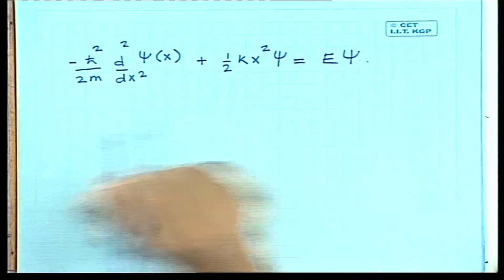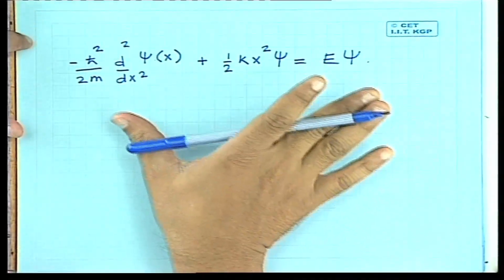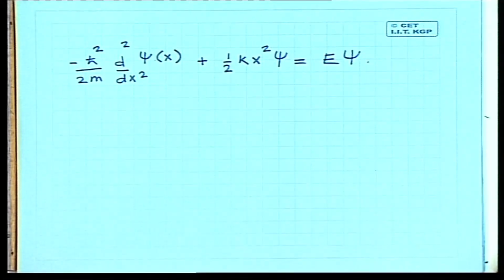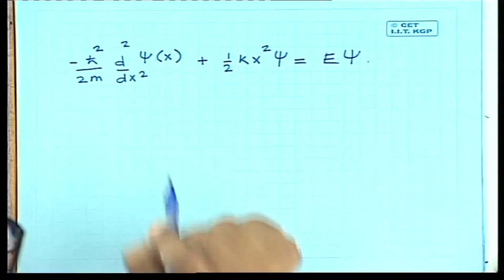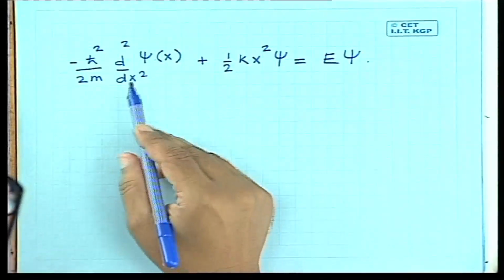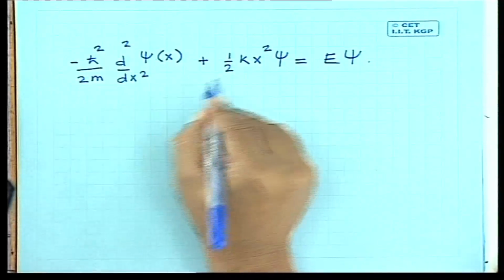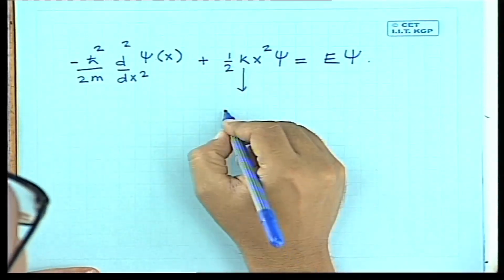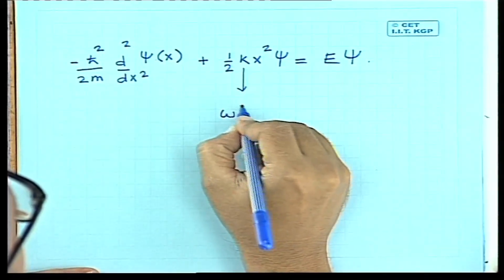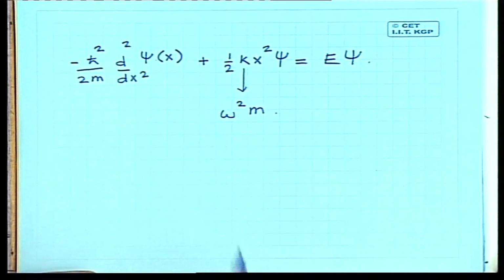So this is the problem we have at hand. We want to obtain solutions of this equation. Now it is convenient to proceed by introducing some dimensionless variable instead of x. So how do we go about doing this? Well, first of all, we replace k by omega square into m. K is omega square into m.